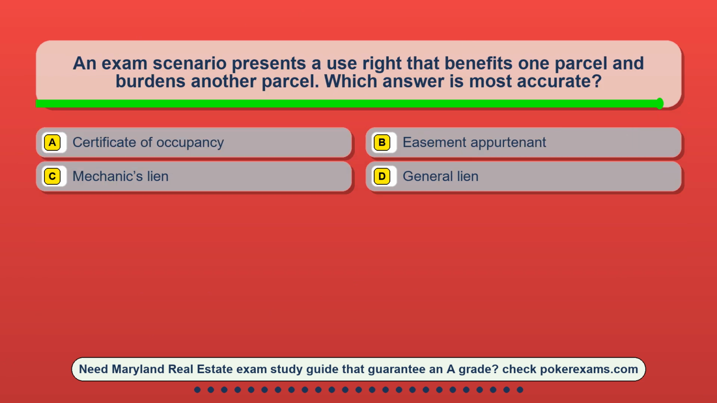Question 5. An exam scenario presents a use right that benefits one parcel and burdens another parcel. Which answer is most accurate? Option A, certificate of occupancy. Option B, easement appurtenant. Option C, mechanics lien. Option D, general lien.